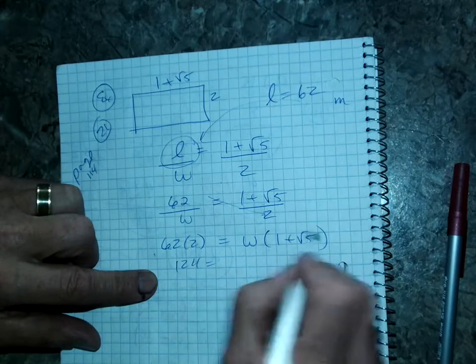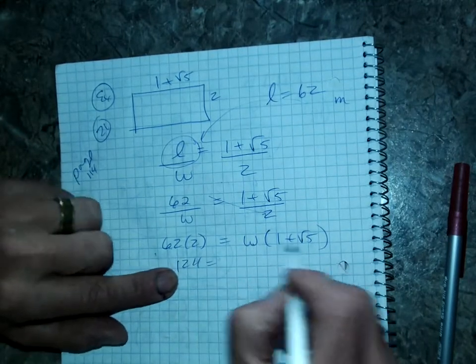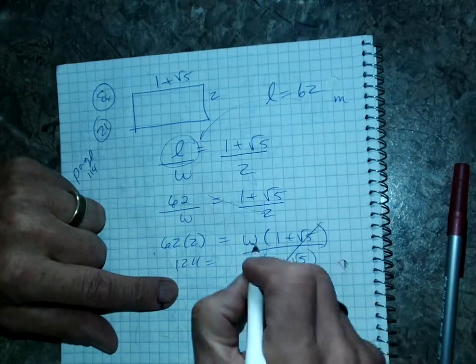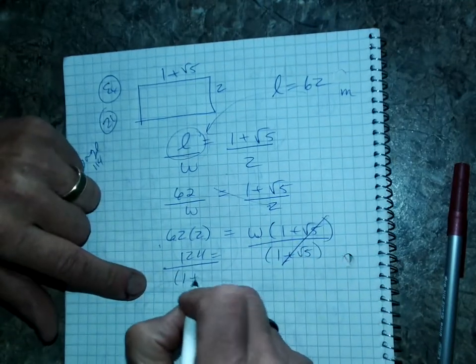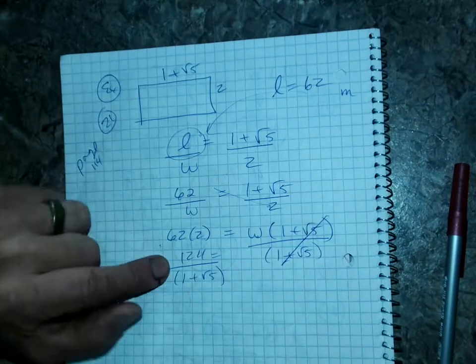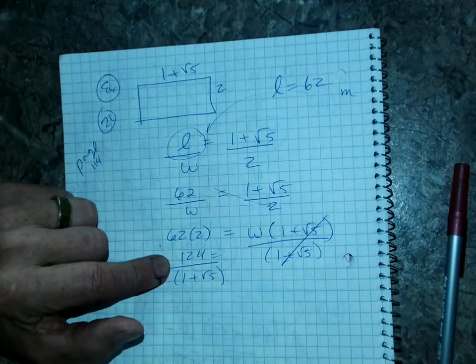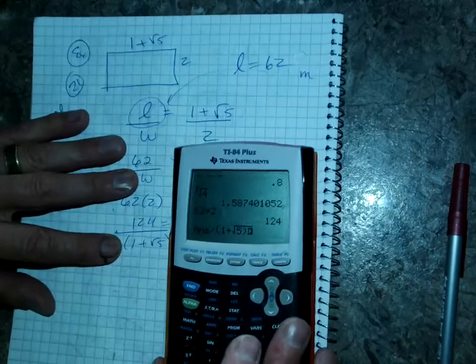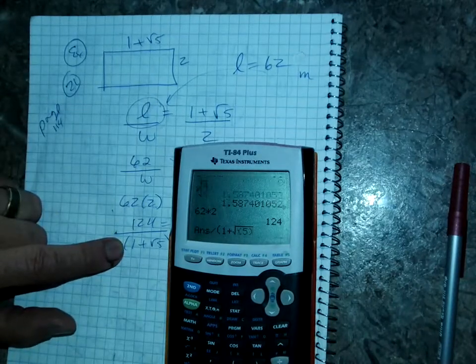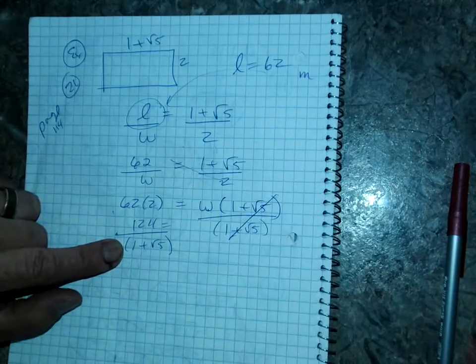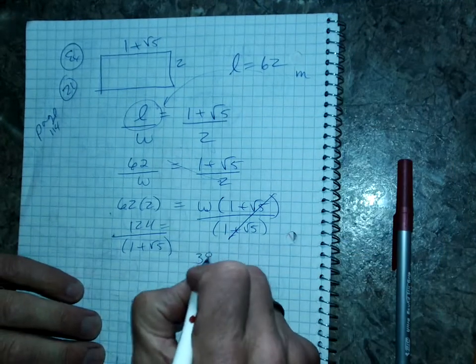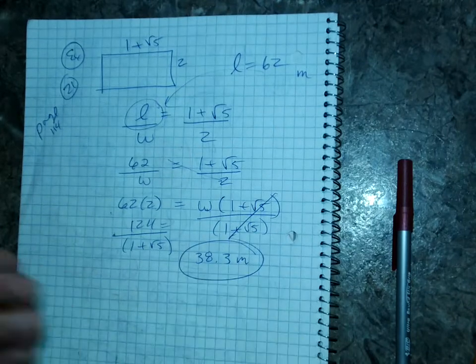And then I'm not going to multiply this through. In fact, I need to solve for W, so I'm just going to divide by 1 plus the square root of 5, because that will give me W. Okay, so if I take that and divide it by parentheses 1 plus the square root of 5, and I'll show you my calculator in a second. So here it is. I get an answer of about 38.3, which is what I had. About 38.3 meters. Okay, thank you for the question.